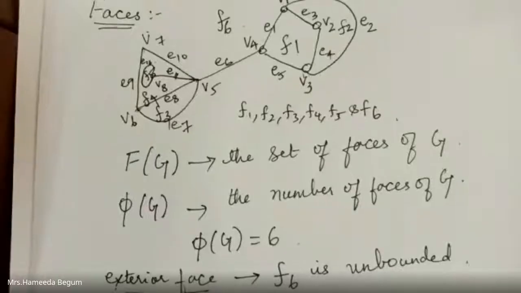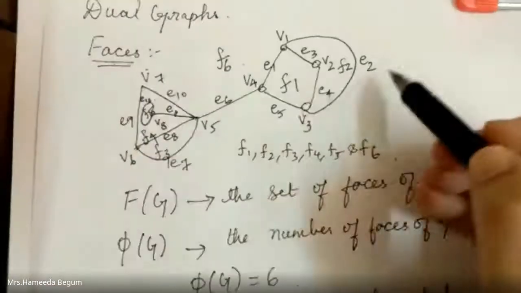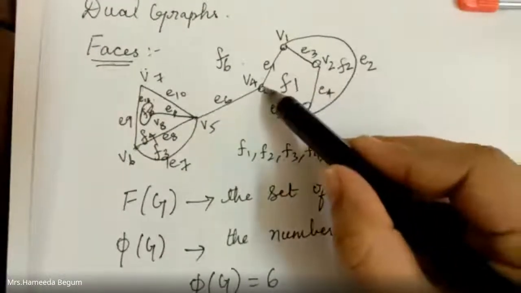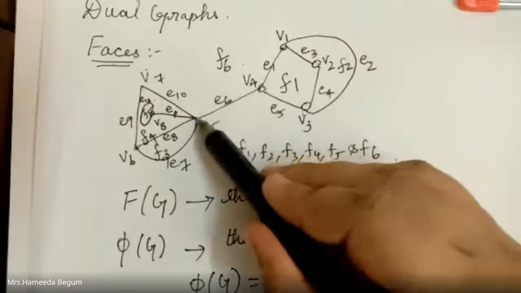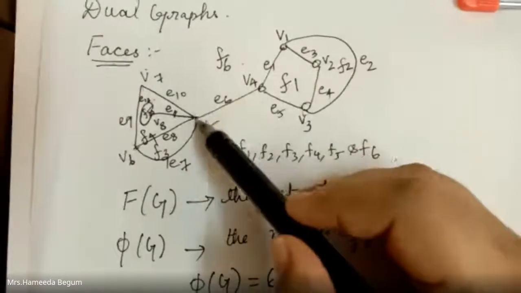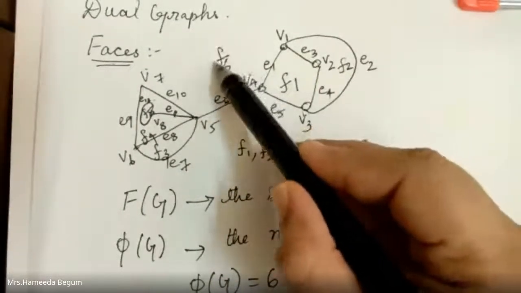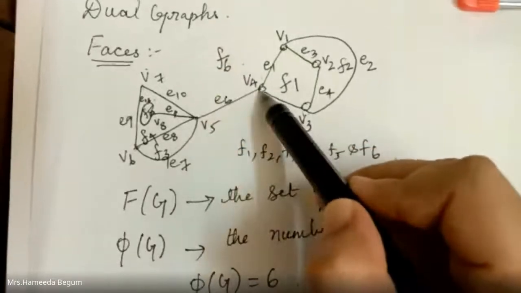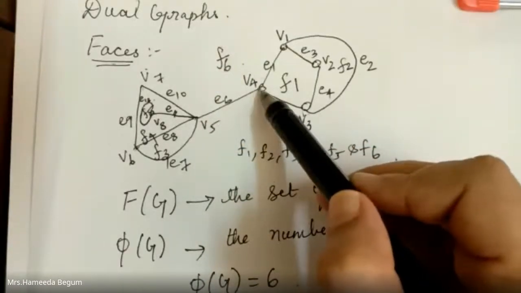Ma'am, I have a doubt. Yeah, tell me. Ma'am, why are V4 and V5 not a face? V4, where is V4? It's here. V4 and V5. No, actually that face is only F6, but it's not bounded. Are you able to follow? Yes, ma'am. It's not bounded.